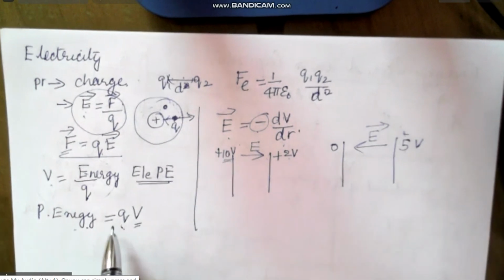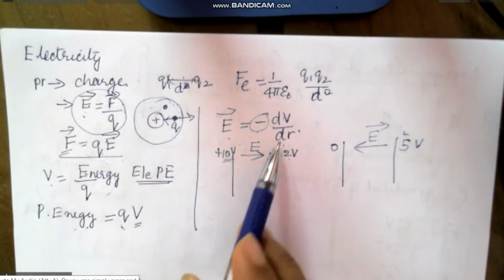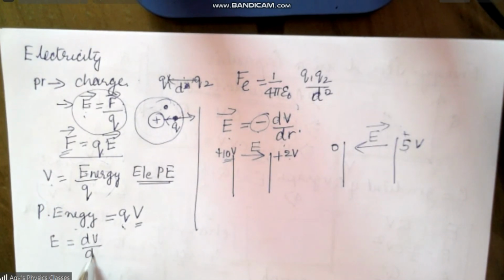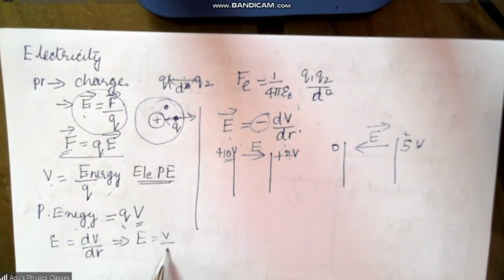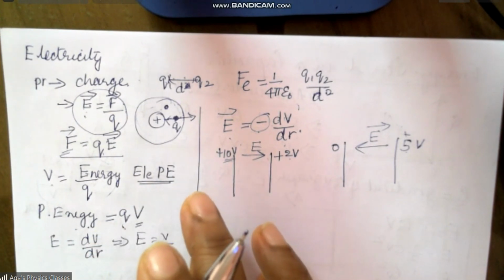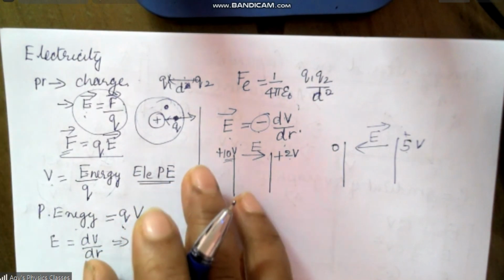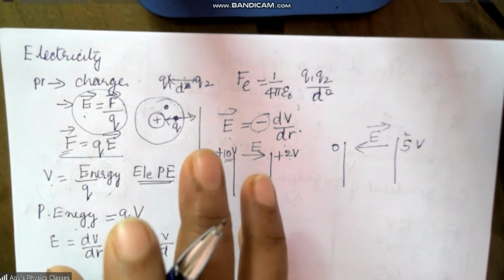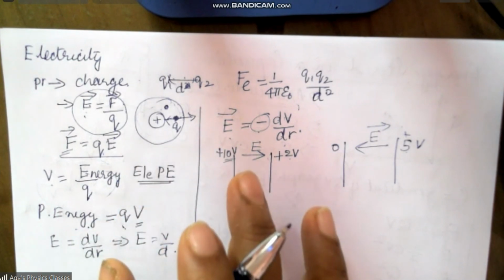All right, so that we have seen. And from this formula, we get electric field strength is equal to change in potential by the distance between them, or E is equal to V by D. So these are the formulas which we learned in electricity, and we also applied all these things to capacitors, and we have seen how capacitors get charged, the graphs, etc.